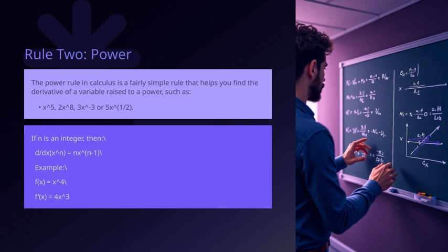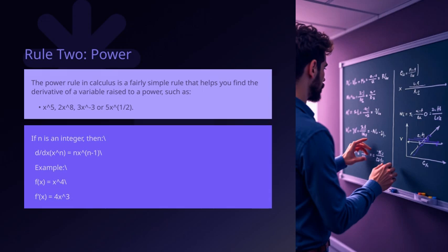This is essentially the power rule in calculus. For instance, if n is an integer, we might have x to the fifth, or 2 times x to the eighth, or even 3 times x to the negative third, or 5 times x to the 1/2. The power rule applies to all these cases, making it a very useful tool.